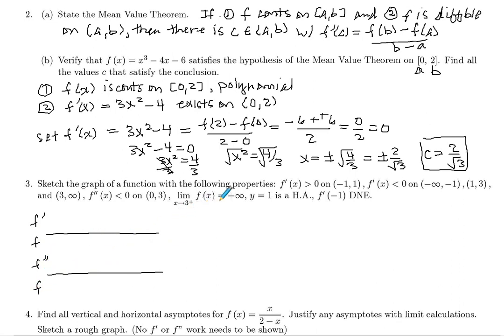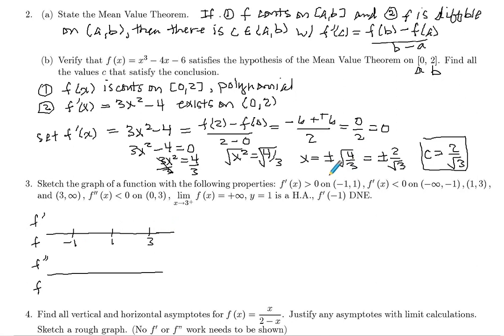And tell what the function's doing. So first they tell us f prime is greater than 0 on the interval negative 1 to 1, and less than 0 on negative infinity to negative 1, 1 to 3, and 3 to infinity. So our cutoffs here are negative 1, positive 1, and 3.